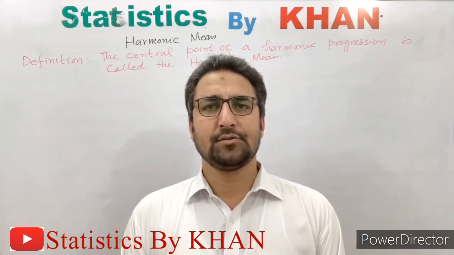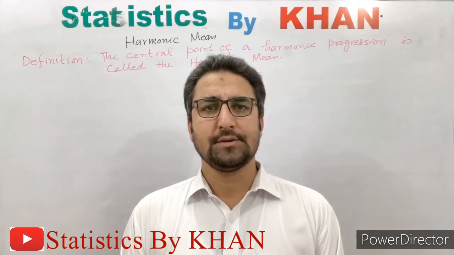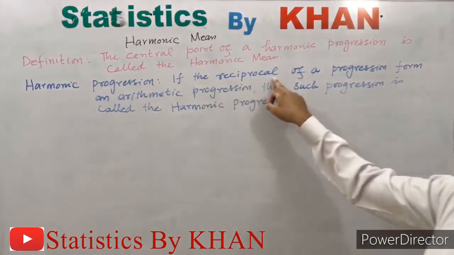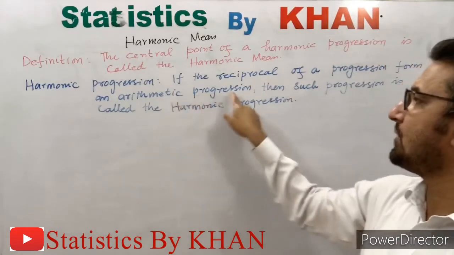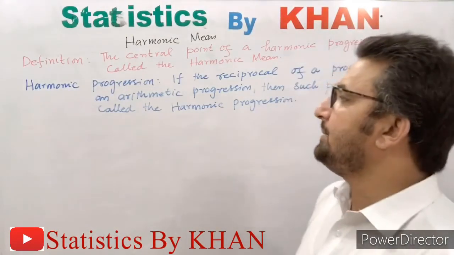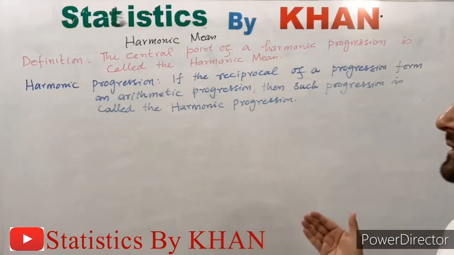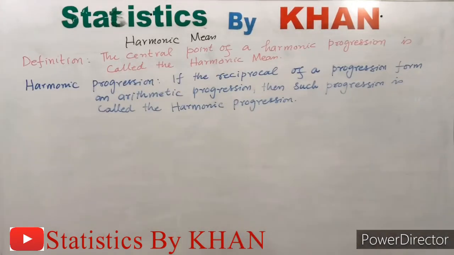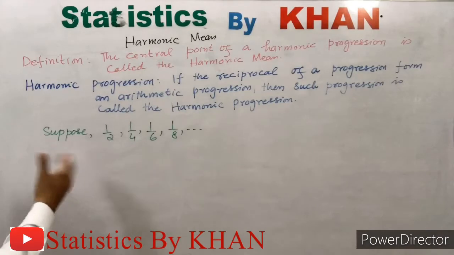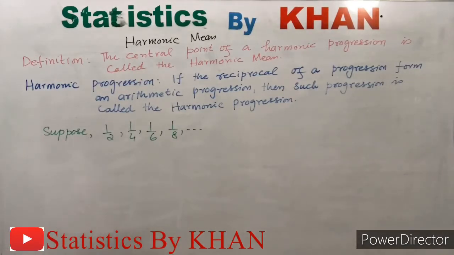Now let's know about the harmonic progression, what the harmonic progression is. So what is the definition of the harmonic progression? If the reciprocal of a progression forms an arithmetic progression, then such progression is called the harmonic progression. It means if you take the reciprocal of a progression and it forms an arithmetic progression, then that progression is called the harmonic progression. Suppose we have a progression that is 1 over 2, 1 over 4, 1 over 6, 1 over 8, and so on. If we take the reciprocal of this progression and if it forms an arithmetic progression, then this progression is called the harmonic progression. What is reciprocal?